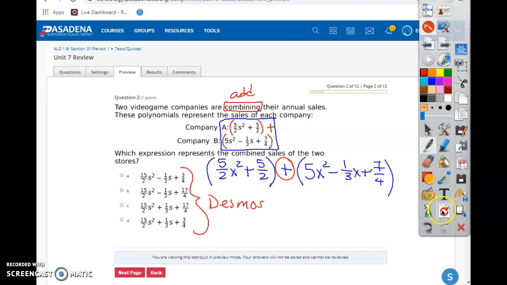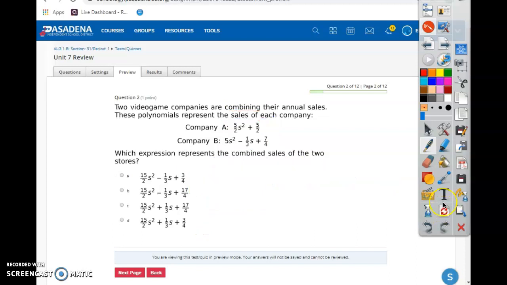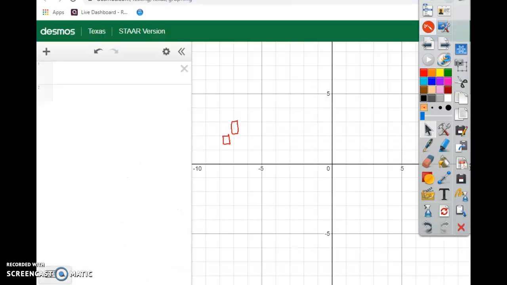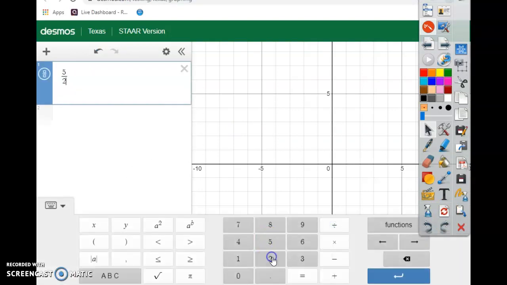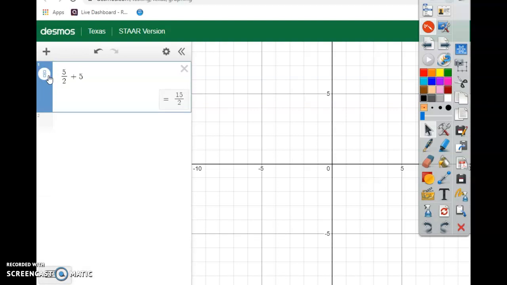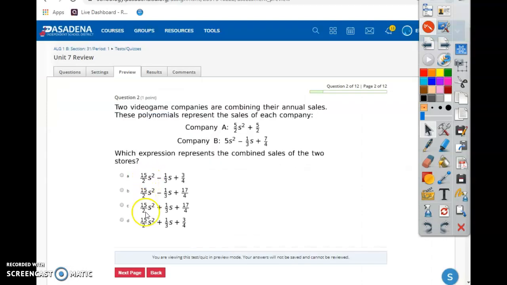All you have to do, you can still use Desmos to be adding them. So I would do 5 over 2 plus 5. So add those in Desmos because both of them have x squared. So 5 over 2 plus 5. You would do it like this. Plus 5. Okay, and change it to a fraction. So I know that my x squared is going to have 15 over 2. So I go back and I look at it. Okay, 15 over 2, well, they all have 15 over 2 x squared, right?